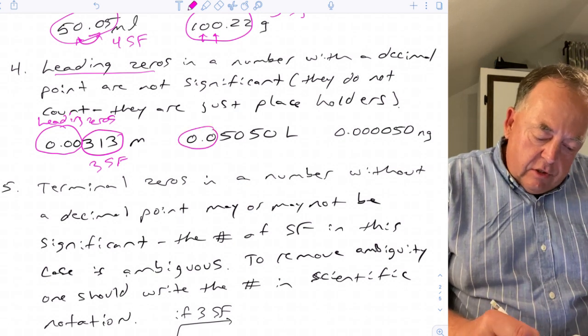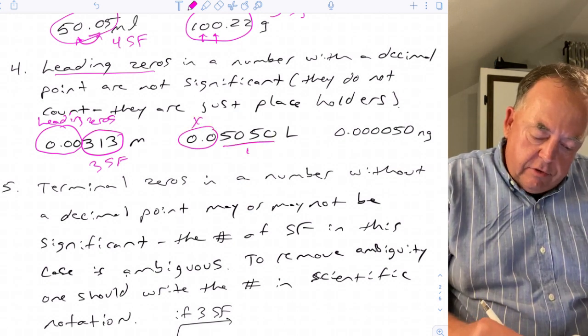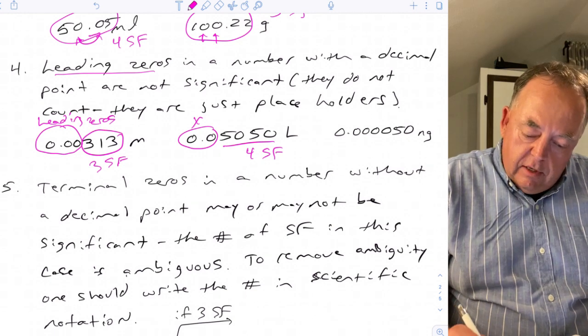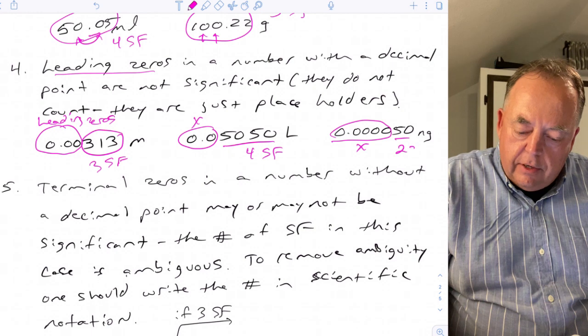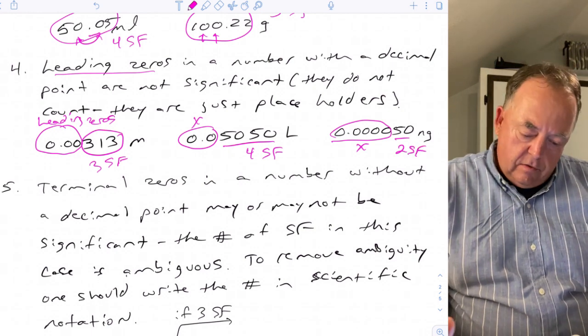So these would be leading zeros, so those don't count. These do, so this would have 4 significant figures, right? These would be leading zeros, those don't count, just these 2 do, so that would have 2 significant figures, right?